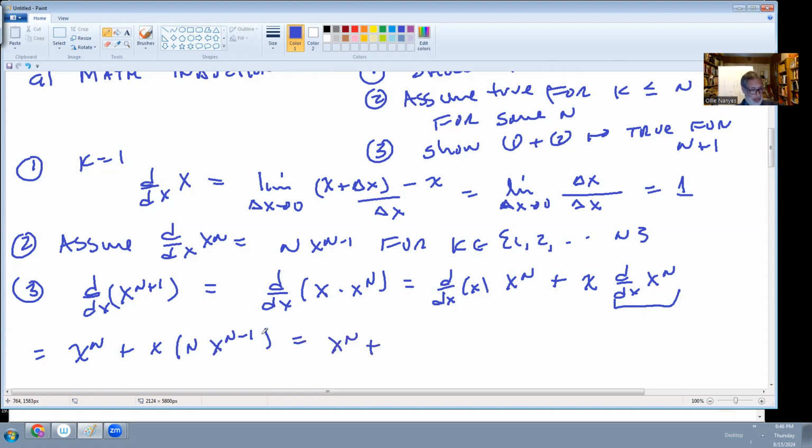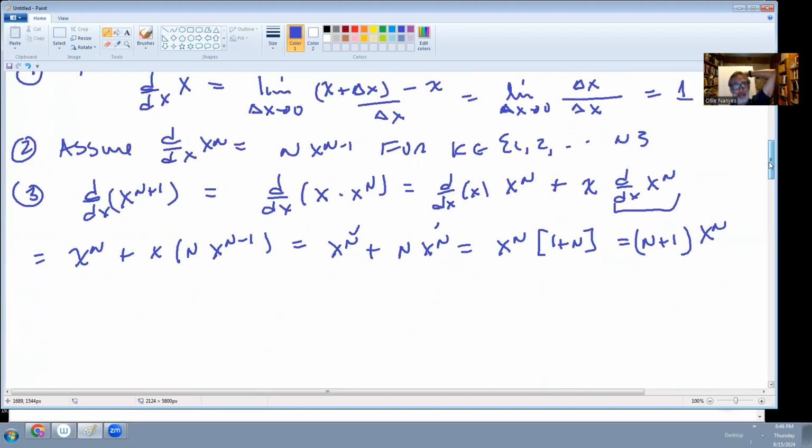And then this multiplies through nicely. So this is n x to the n. And then a little bit of algebra, factor out the x to the n, because it's here and here. You get 1 plus n, and we get the formula we want.